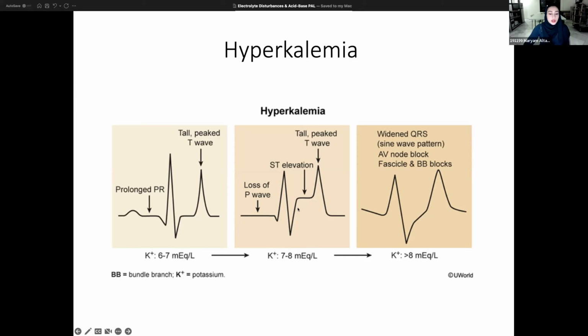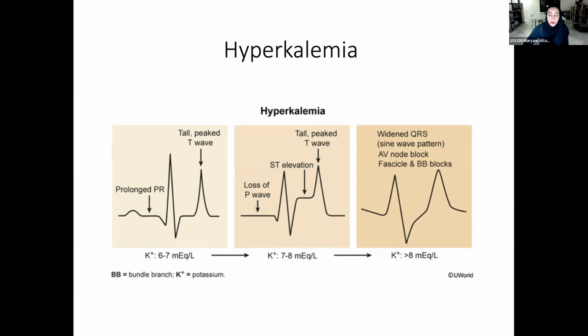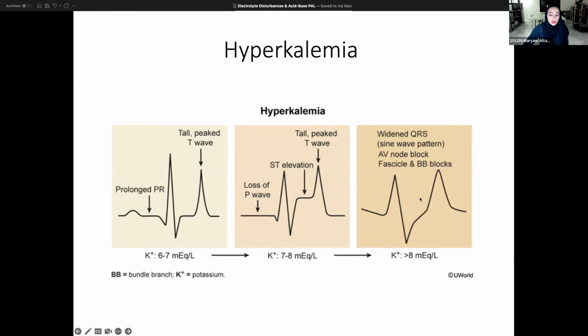And you started to have now an ST elevation and a tall peaked T wave still. So you see how the ECG is morphing based on the level of potassium, because that electrolyte balance is thrown off. And then when you get even higher potassium levels, so greater than 8, you start to have a widened QRS, like a sine wave pattern, which I'll show you in a second.